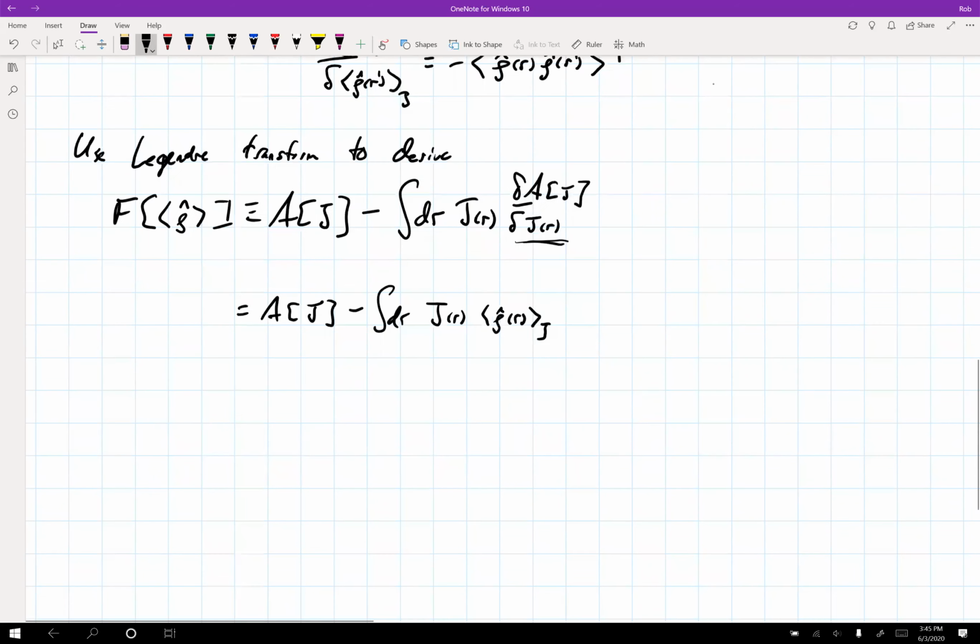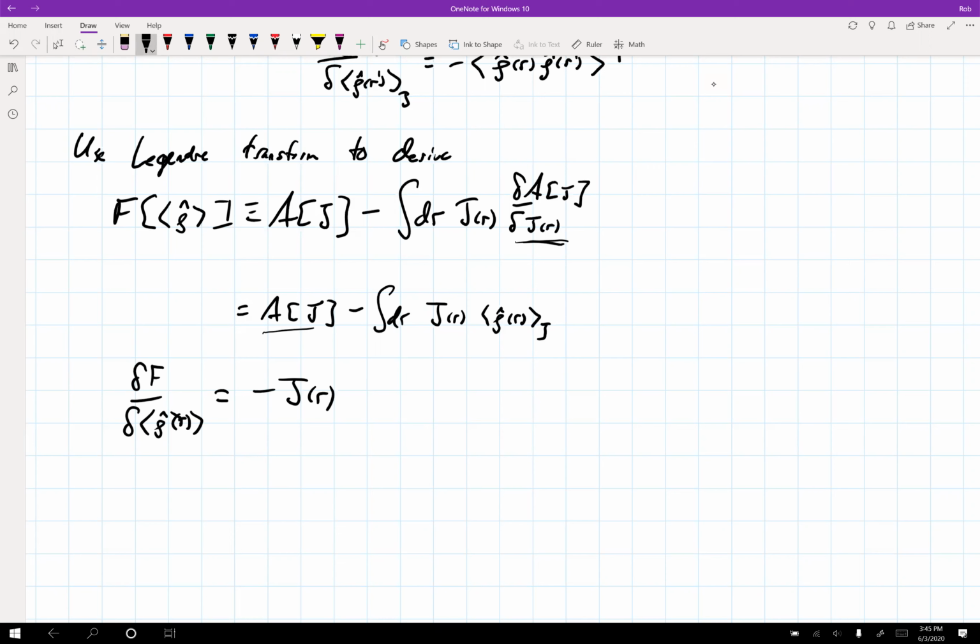And again, we can look at the different coefficients of f by examining df by d average rho hat of r. Since this depends on J and not the average rho hat, the only place where rho hat shows up is over here. So if we take d by d rho hat of that, the only thing that we get back is simply minus J of r.